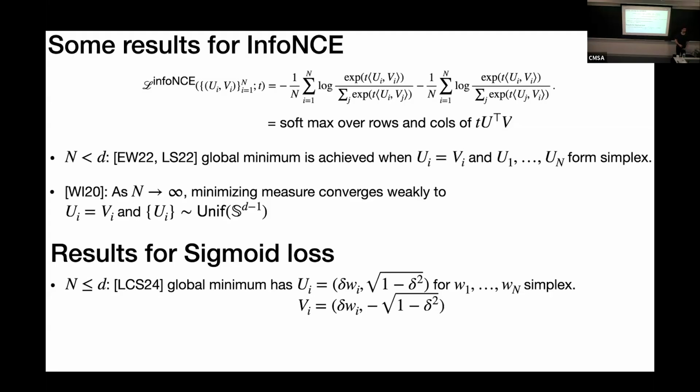So in this case, the global minimizer of sigmoid loss, which again, I'll tell you what it is in a moment, in this regime of n less than d, Ui and Vi are separated by a little bit. Okay, and this construction is going to play a role in some of our results as well. So we'll see it again in more depth.